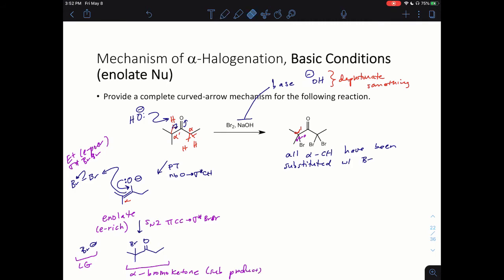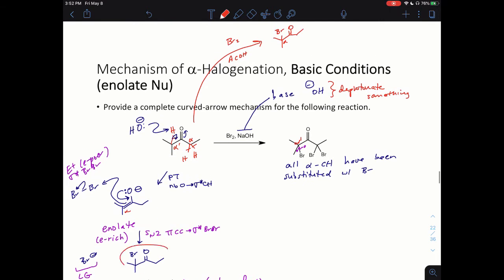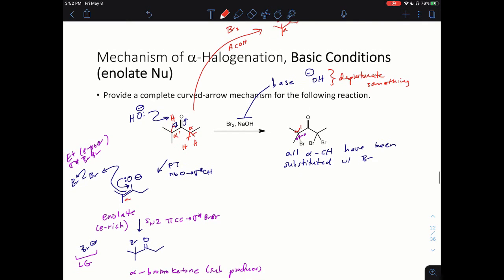Excellent. Now, from here, this reaction doesn't stop. If this were under acidic conditions, so if we imagined that this same ketone was treated with bromine, but under acidic conditions, the reaction would stop here. It would stop at just alpha halogenation of the most substituted alpha carbon. But in this case, this intermediate continues reacting. And that's because alpha bromoketones are even more acidic than the starting ketone.